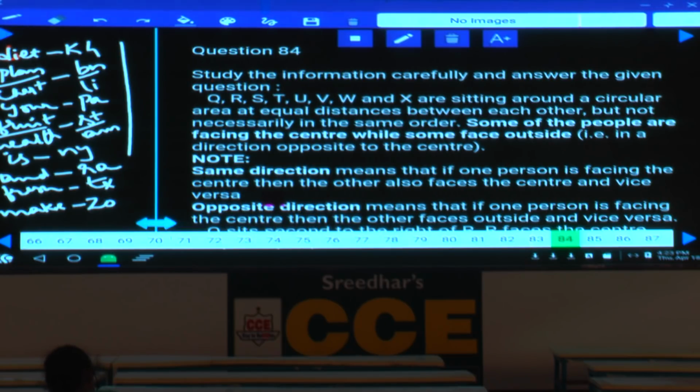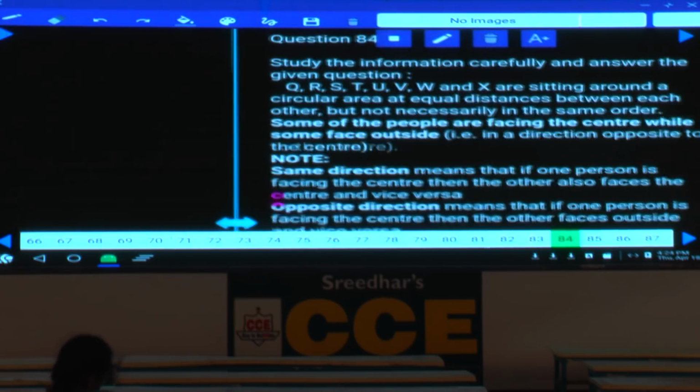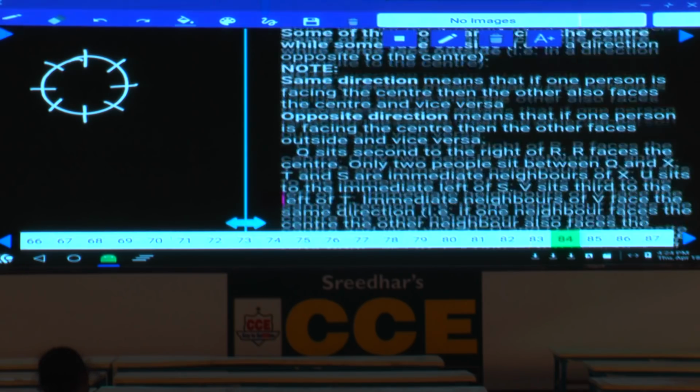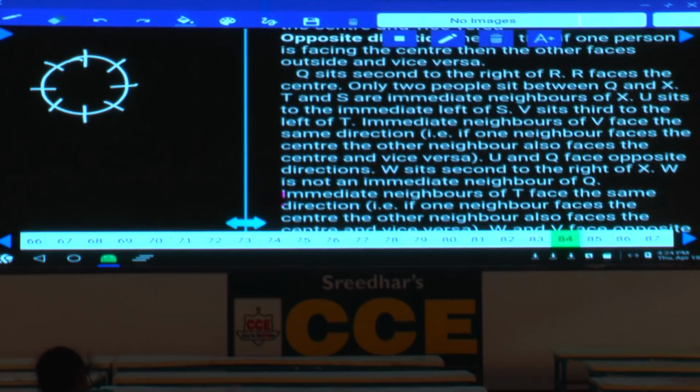Now these 5 questions are based on sector arrangement, isn't it? 84 to 88, sector arrangement. Q sits second to the right of R. How many persons are there? 8 persons. 1, 2, 3, 4 and 5, 6, 7, 8. Some of them are facing towards north and some other people are facing the center, and some of them are facing away from the center. Q sits second to the right of R, and R faces the center, hence R is here, and this R is facing the center, and Q sits second to the right of R, so Q must be here.